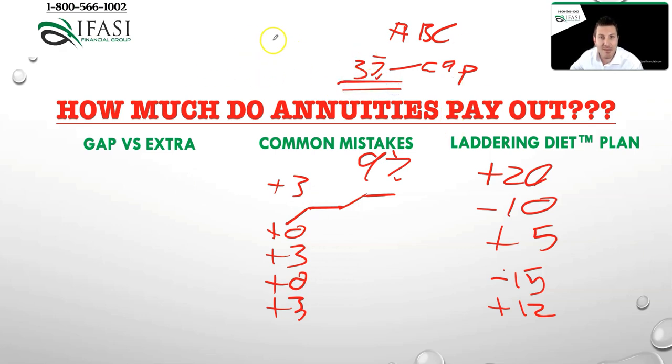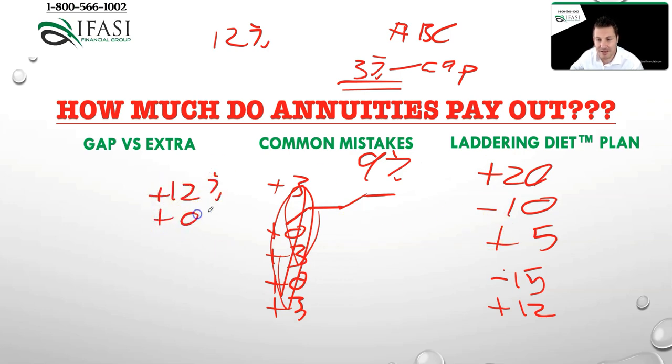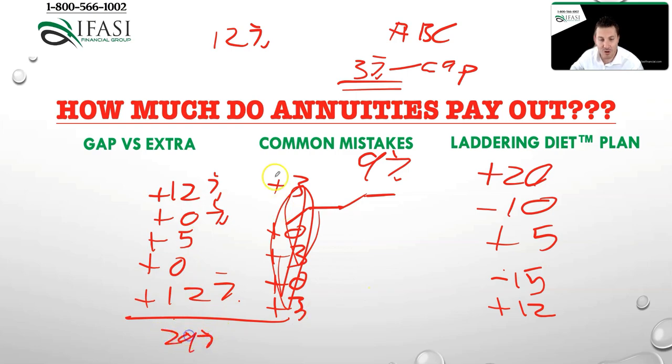A better company may be one with an S&P 500 that has a cap of 12%. Because in this same scenario, when the market gained 20%, this one gained 12. When the market lost 10, you gain 0. When the market gained 5, you gain 5. When the market lost 15, you gain 0. When the market gained 12, you gain 12. So in this scenario, you would have had a plus 29% rate of return after all 5 years, because you had a higher cap rate limit with company XYZ as opposed to company ABC.